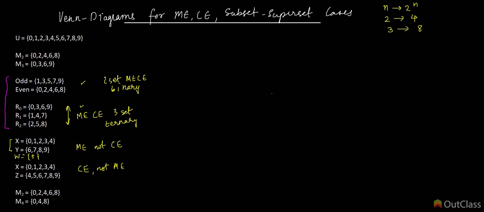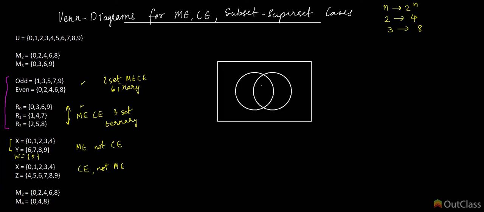There's one last case to consider, which is the subset superset case. The example that I'm taking is the set M2, which contains the multiples of 2: 0, 2, 4, 6, 8, and M4, the multiples of 4: 0, 4, 8. What does this look like, M2 and M4 in a general two-set Venn diagram? I have my two-set Venn diagram. I have my M2, M4. So the intersection of M2 and M4 contains 0, 4, 8.